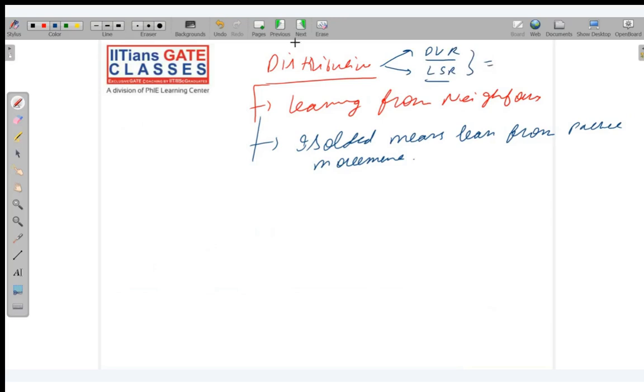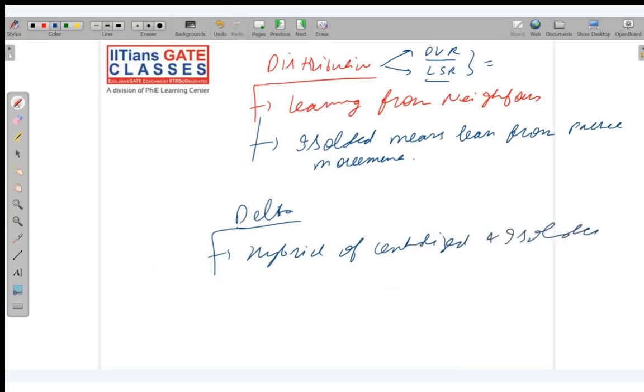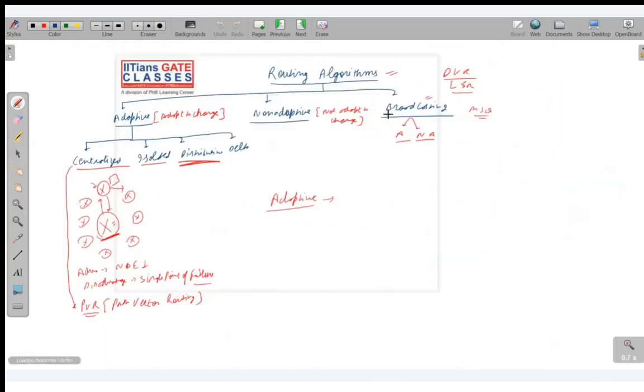Next is the delta approach. Take the snapshot. I will write it here itself, delta. I will just tell you one line; we will not dig deep into it. Delta is a hybrid of centralized and isolated. We have clubbed these two techniques to get delta routing. So I think you have got it. This is the last one, delta: a mixture of centralized and isolated.